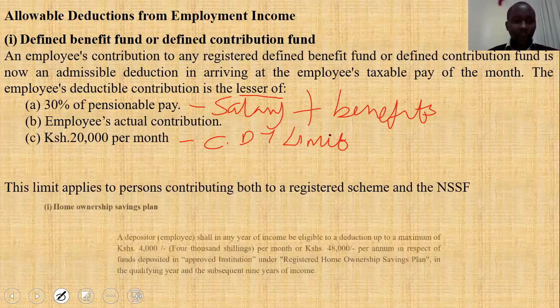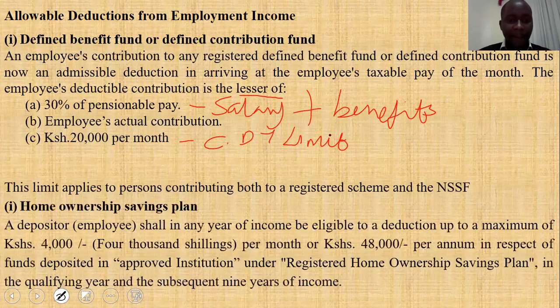Now, there's this one that we call the registered home ownership savings plan. What is that? It is a scheme that has been there since 2007 that allows employees to make savings.